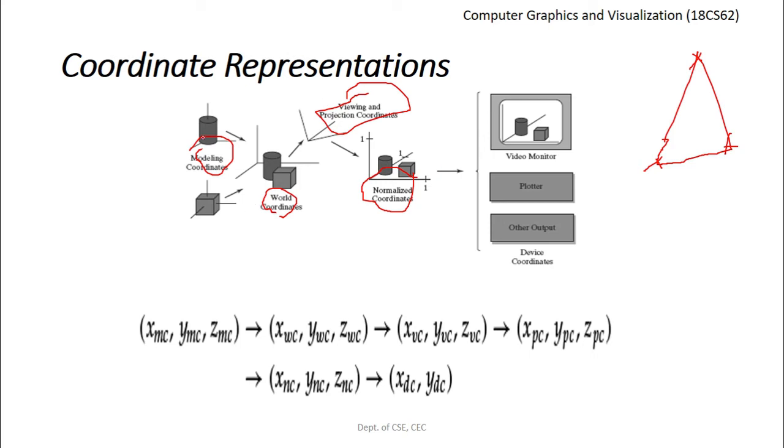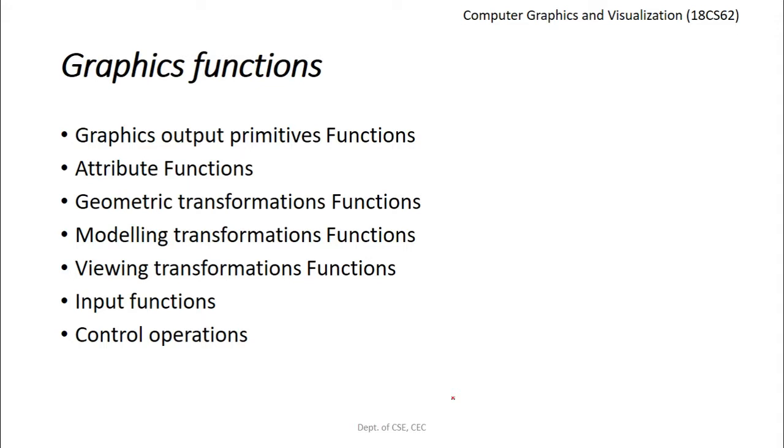coordinates. Okay. Initially we specify the objects in terms of modeling coordinates, which in turn will be converted to world coordinates, and then into the viewing coordinates, and then into the projection coordinates. Then we are going to normalize these coordinates into normalized coordinates, and ultimately these will be converted to the device coordinates and displayed onto the display device or the output device. So these are the different types of coordinates we'll be using in order to draw a given object onto the screen. Now let us see what are the different graphics functions that we have here.